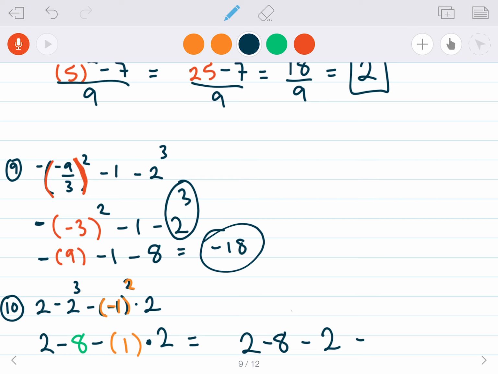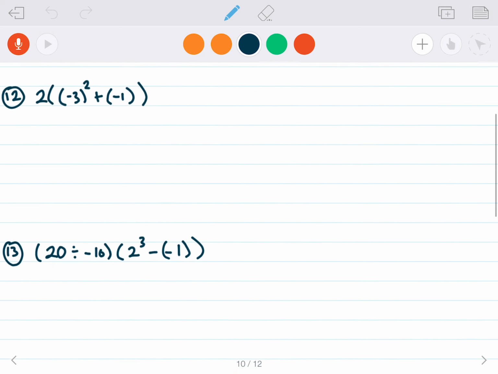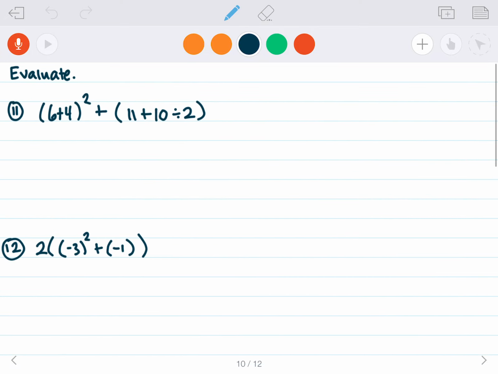Then I'll just move from left to right and subtract. So 2 minus 8 is negative 6. Negative 6 minus 2 is negative 8. So my final answer is negative 8. Let's do some more. I encourage you to pause the video and see if you can do these on your own. Okay, so first thing I want to take care of my parentheses.